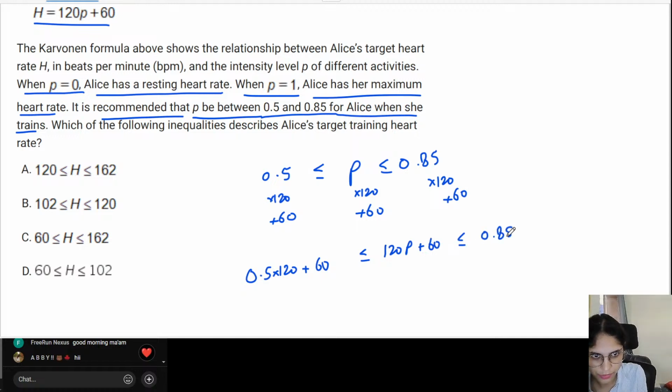And 0.85 times 120 plus 60. Because we're trying to get H from P, so you're multiplying with 120 and adding 60. So H is between these two values.